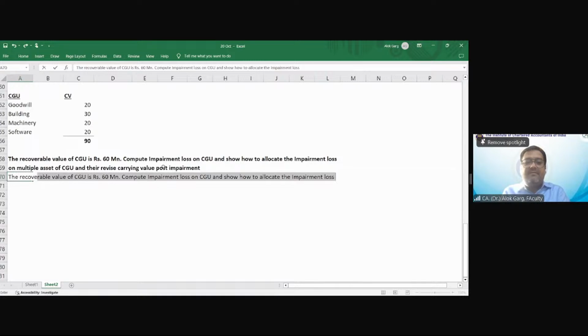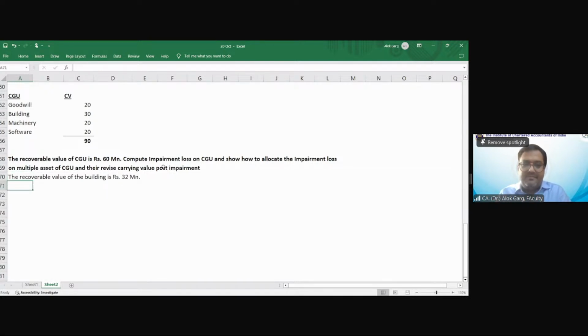The recoverable value of the building is INR 32 million. Can a particular asset in the CGU have its own recoverable value? Yes, it can.